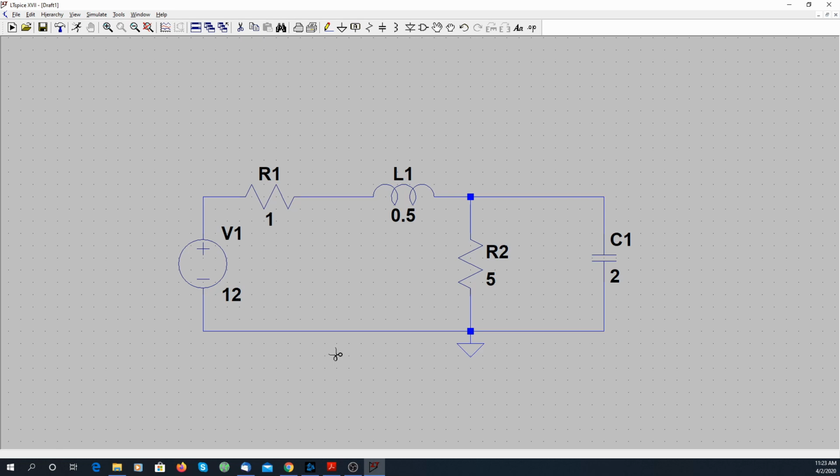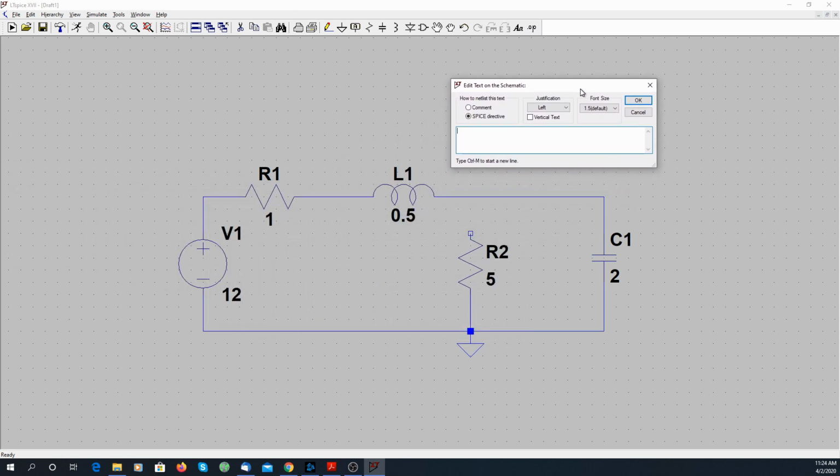For instance, in this circuit, during the transient condition, this 5 ohm resistor is removed from the circuit because there was a switch that opens up. So I'm just going to cut out this wire, which is going to do the same as opening that switch. And now I'm going to set initial conditions for my capacitor voltage and my inductor current.